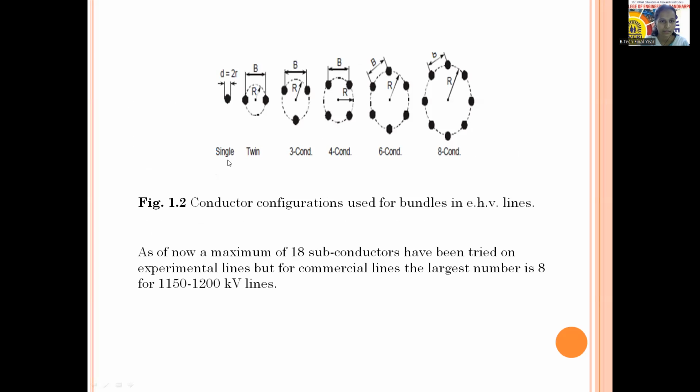This is a single conductor configuration. This is a twin, this is a three conductor, this is a four conductor, and six and eight conductor. For experimental lines, they have taken up to 18 subconductors, but for commercial lines, 8 conductors have been used for lines of 1150 kV to 1200 kV.